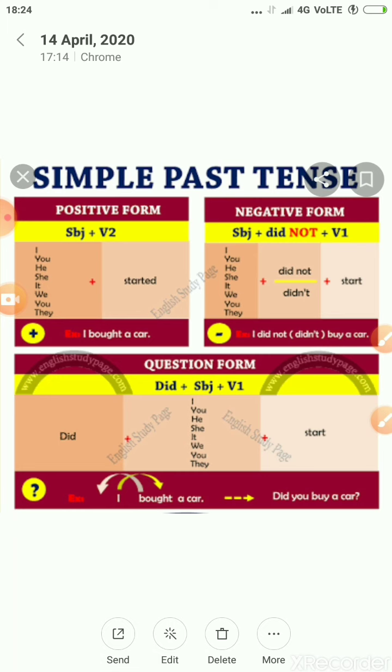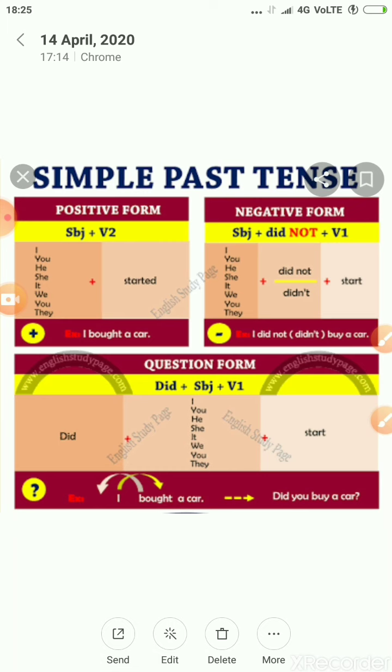Last class we finished all the parts of present tense. The first two portions were the first video about simple present tense and present continuous tense, and the second class was a video about present perfect tense and present perfect continuous tense. That means every tense has four portions. So the present part is over. Now today we are going to explain simple past tense.